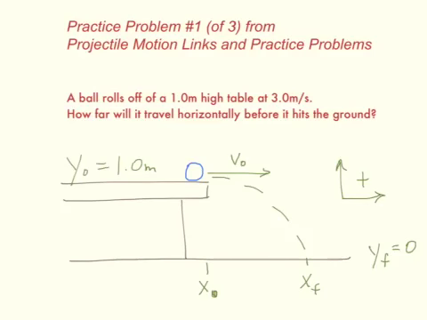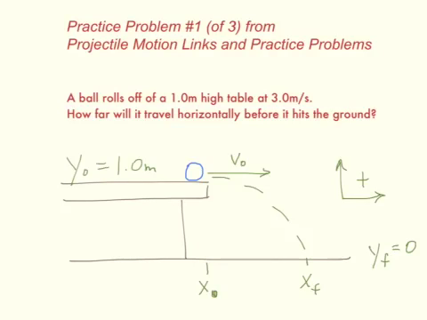Hello, here's the first problem from page 3 of your packet, Projectile Motion Links and Practice Problems. It's the ball rolling off the table. The table's 1 meter high and the ball is going 3 meters per second horizontally. The question is how far will it go horizontally from the edge of the table until it hits the ground.